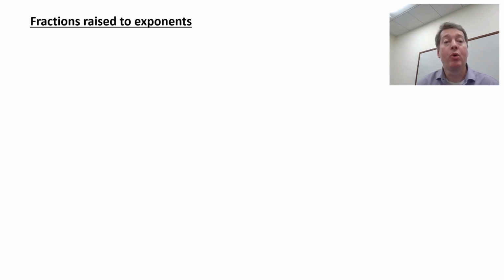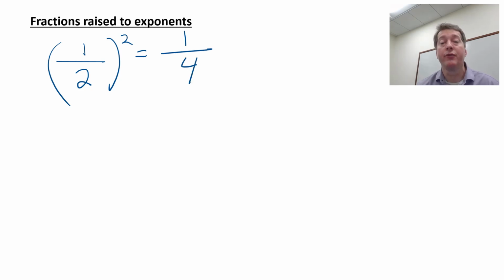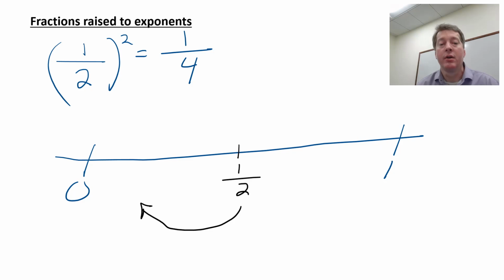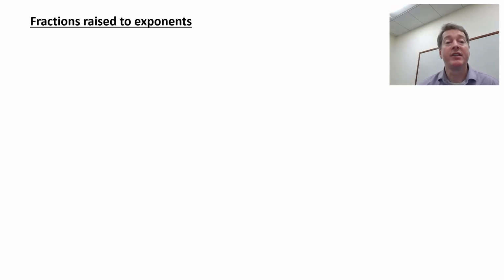And here you see 1/10 to the negative 2 is the reciprocal of 1/10 to the positive 2. One point I want to make, I said earlier, 1/2 squared is 1/4. It gets smaller, not bigger. If you take a fraction and raise it to a positive exponent, the number gets smaller, not bigger. If I were to write the number line, so here is 0, here is 1. Suppose I write 1/2 in here. 1/2 squared is 1/4. It's smaller, not bigger. If you take a fraction and raise it to a positive exponent, the number gets smaller, not bigger.